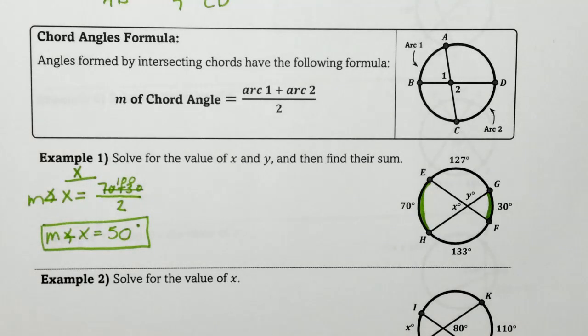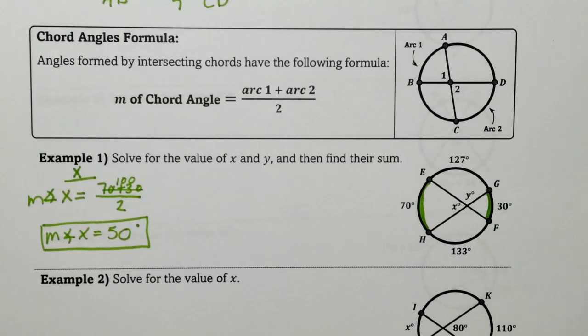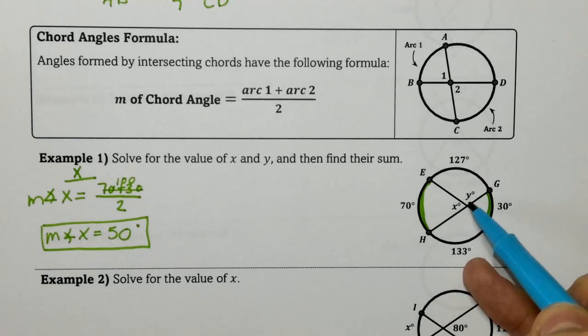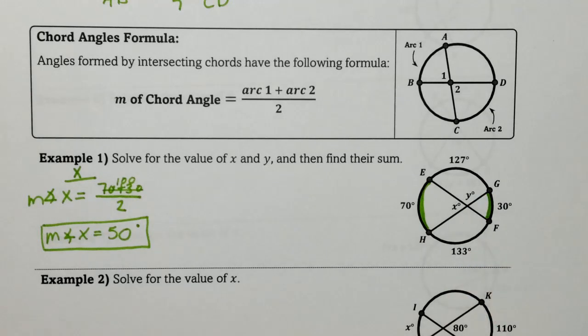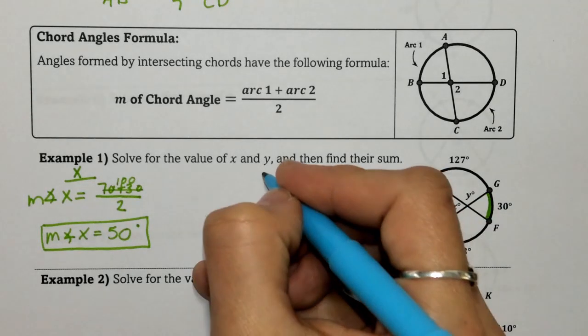Now I'm going to switch colors so that I have 2 different colors I can differentiate between x and y. There are 2 different ways you can find x. When chords intersect, you form linear pairs also, so you could just subtract from 180 right here. But instead, we're going to keep practicing this formula.